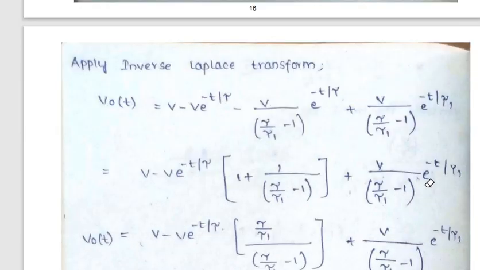Now, in this equation, that is equal to V minus V into, here also V into e power minus t by tau common, here also V into e power minus t by tau common. Take V into e power minus t by tau as common. Therefore, the remaining can be written as 1 plus 1 by tau 1 minus 1 plus, this is as it is, V by tau 1 minus 1 into e power minus t by tau 1.